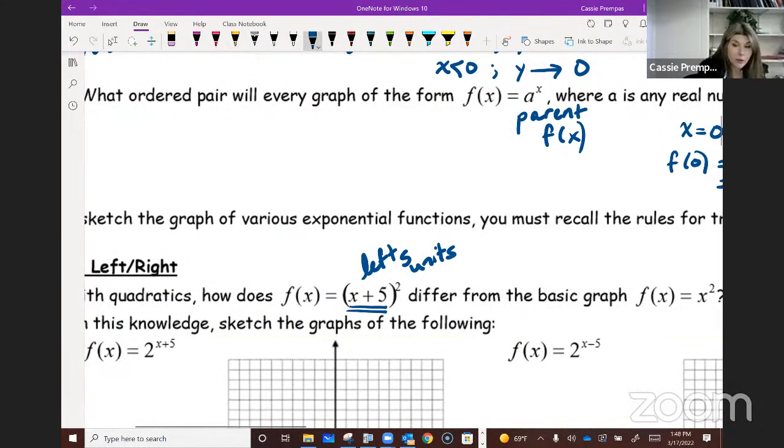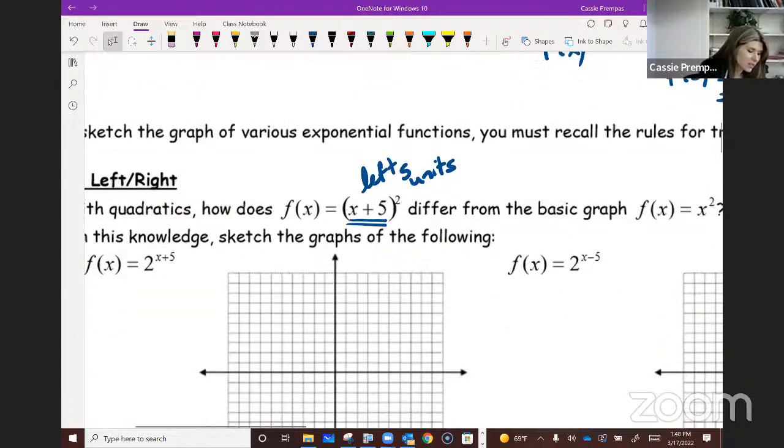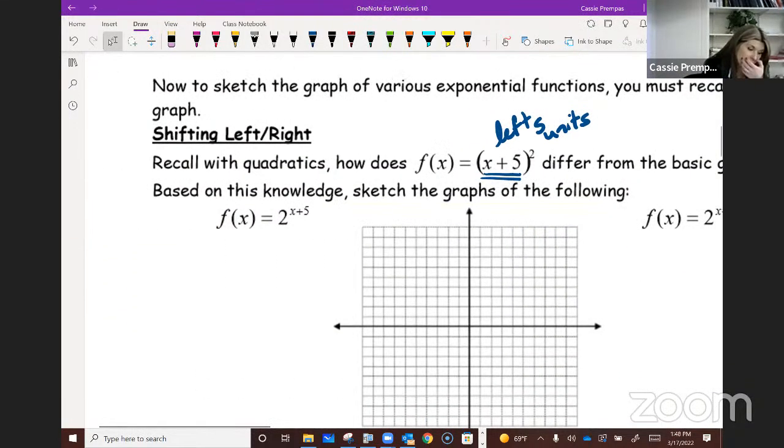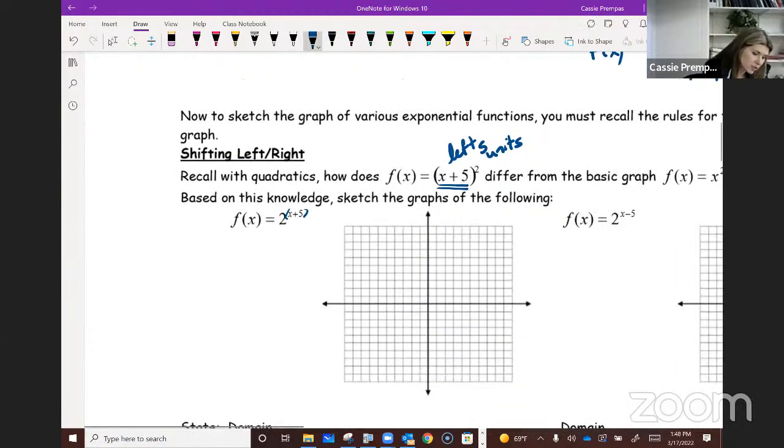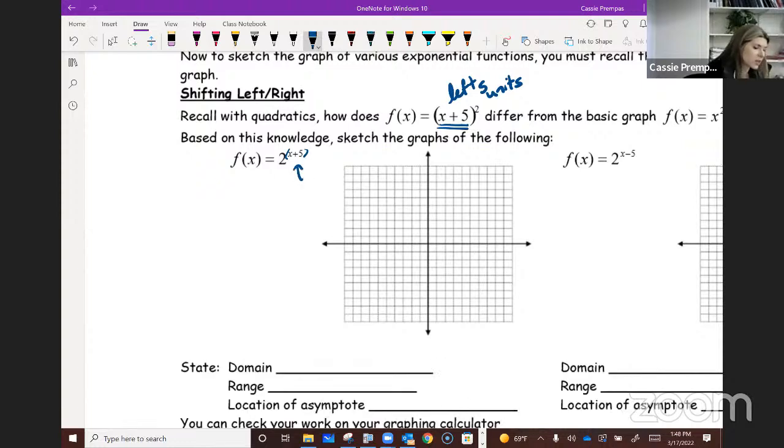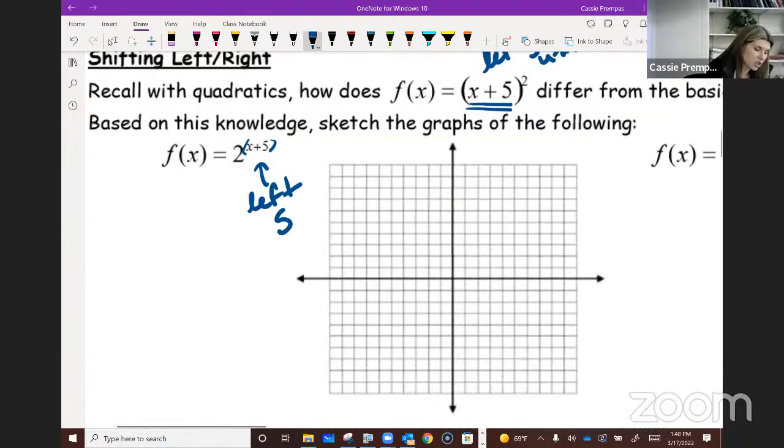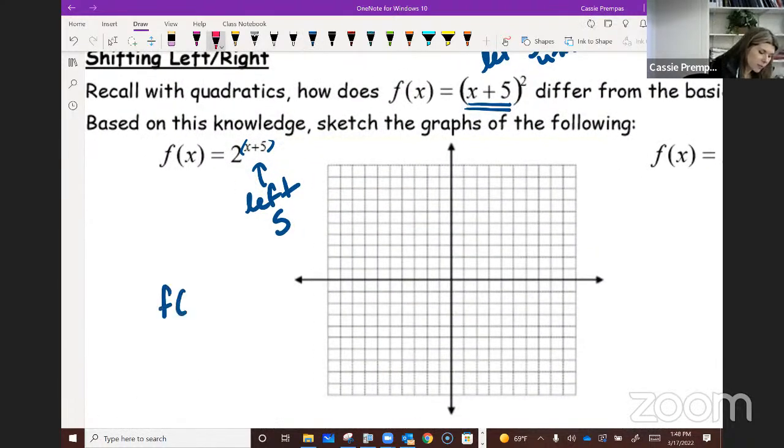Okay. So now, using this knowledge, what do you think is going to happen when we now put plus 5 in with the input, in with the x of the exponential equation? In fact, if you had an old calculator like me, when you entered this in, you would have to put it in parentheses, otherwise the calculator wouldn't know that plus 5 went with the x. So how do you think it's going to shift? The answer will be left 5. So here's the key piece to know. We just graphed the basic parent graph. In this case, the base is 2.